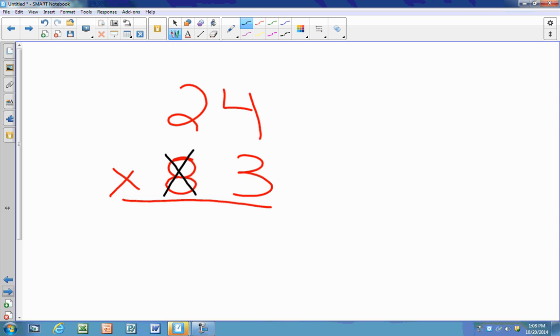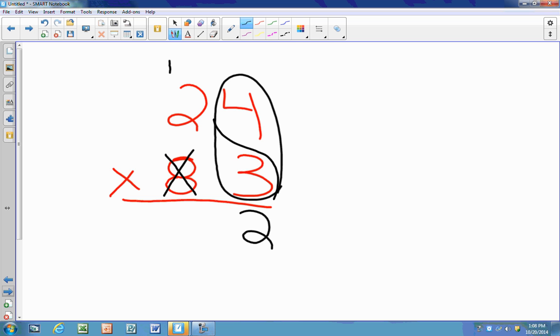So if you have a piece of paper, you could cover up that 8 and just hide it and show 24 times 3. We would solve that just like before, which is 3 times 4, and that is 12. So I have my 2, I carry my 1. You don't have to circle it. I circle it just to show you what I'm doing. So we still take that 3, which is in the ones place, and this time we multiply it times the 2, which gives us 3 times 2 is 6, and then add in that 1, which is 7.